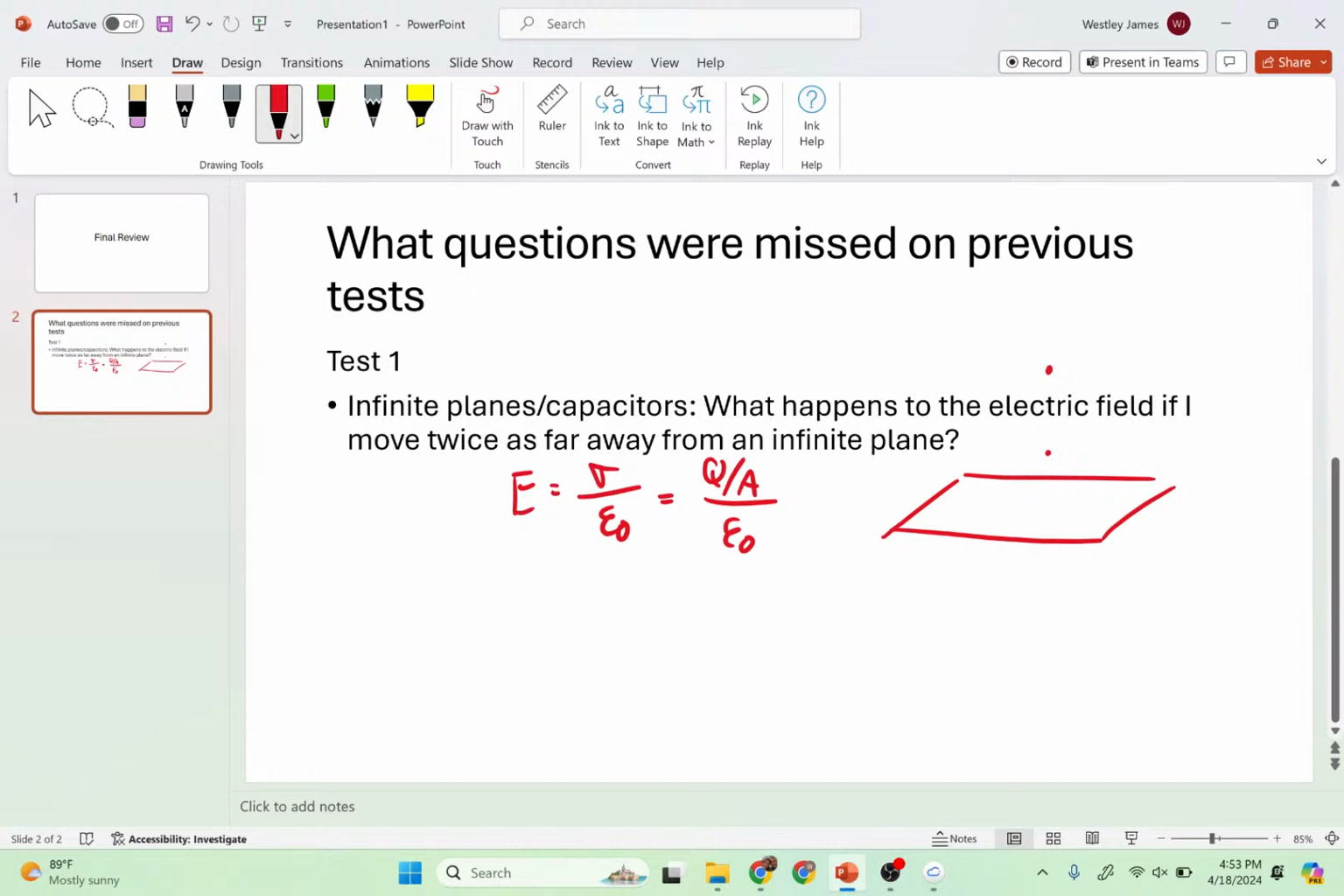What if I move over here? Oh, it's the same. What if I move down here? Oh, same. Up here, same. The electric field is the same everywhere. And why is this concept important? Because it's the reason we make capacitors.